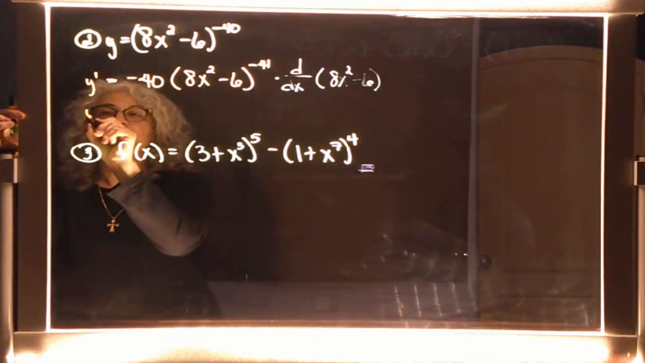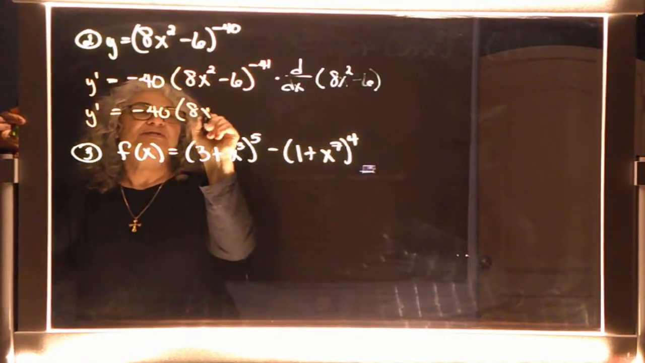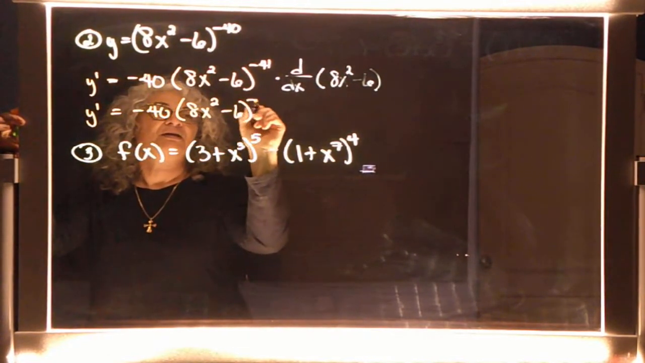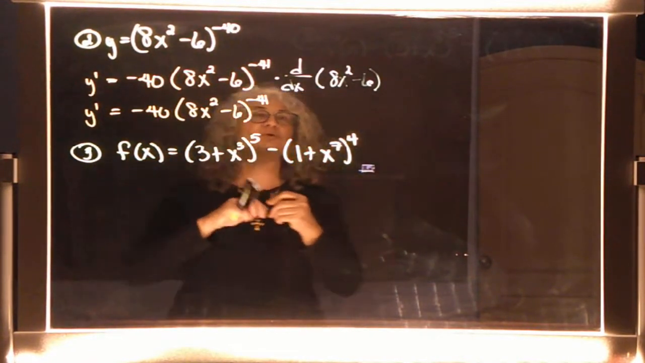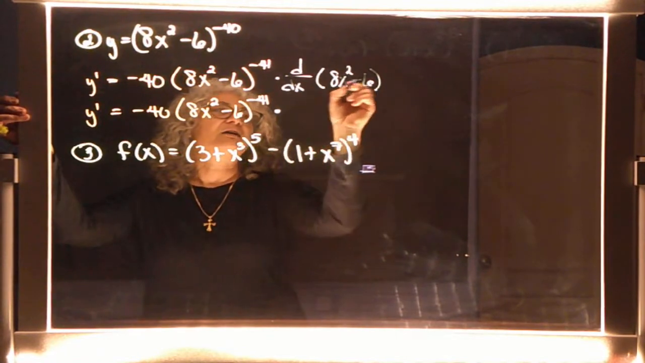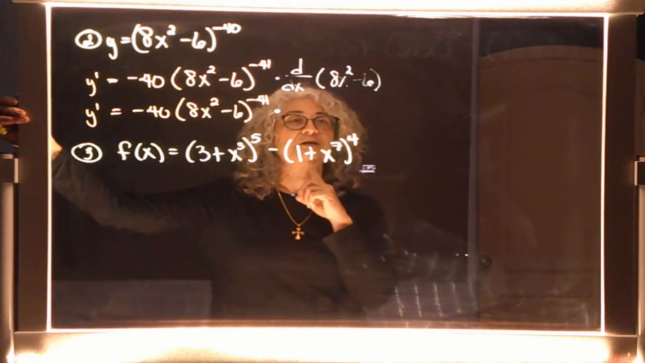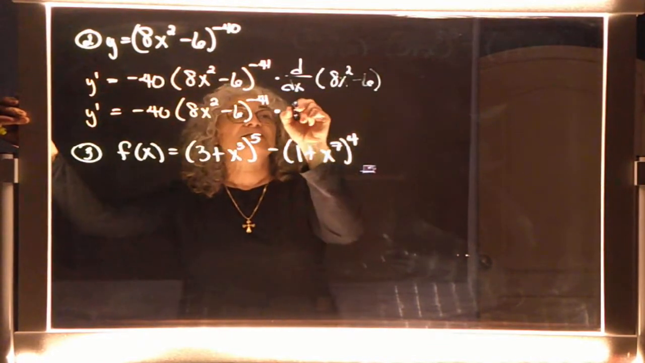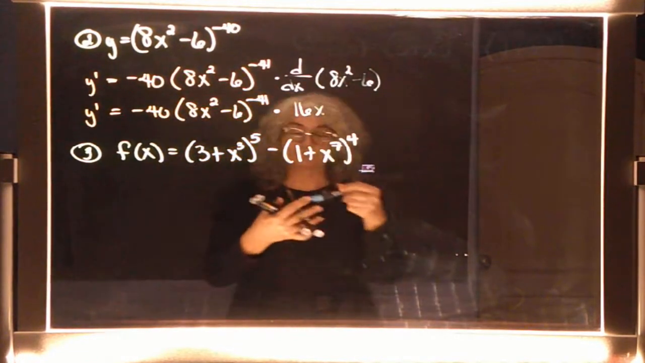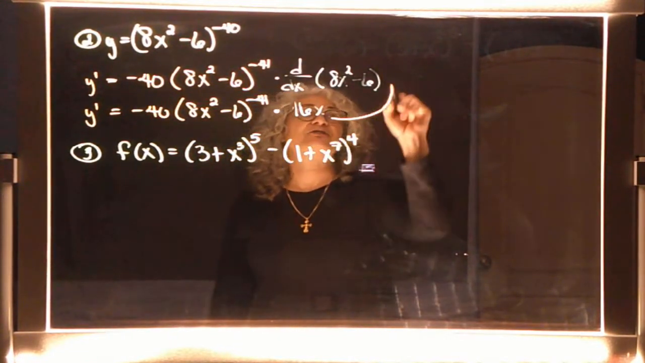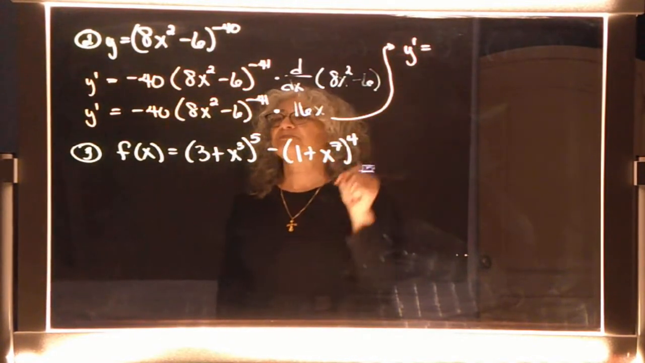Okay. Which means we have negative 40, and in parentheses the base to the exponent of negative 41, and then we multiply by the derivative of the 8x squared minus 6. So what's the derivative of 8x squared minus 6? Good, that would just be 16x, which means my answer is going to look like the derivative.